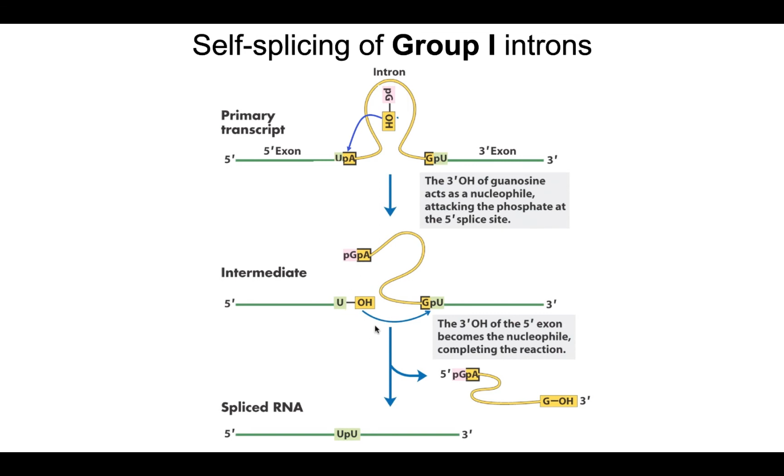That leaves a 3' hydroxyl group at the end of the exon to make our second transesterification reaction, in which that hydroxyl group is now going to, in the same sort of reaction, attack the phosphodiester bond between the last nucleotide of the intron and the first nucleotide of the next exon. And so by the end of this, what we have is our intron and the spliced together exons. This intron never leaves the nucleus, and it will eventually be degraded, and now our exons are seamlessly spliced together.